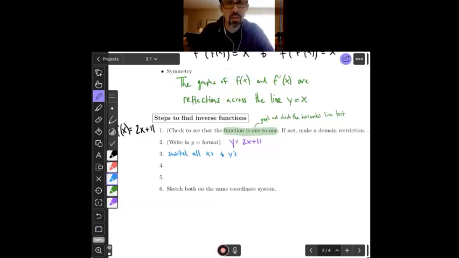You want to switch all the x's and y's. So instead of saying y equals 2x plus 11, it's going to say x equals 2y plus 11. If that had said y equals 2x squared plus 5x, then it would need to say x equals 2y squared plus 5y. So every x would need to become a y, every y would need to become an x. Okay, so make sure they all get switched.